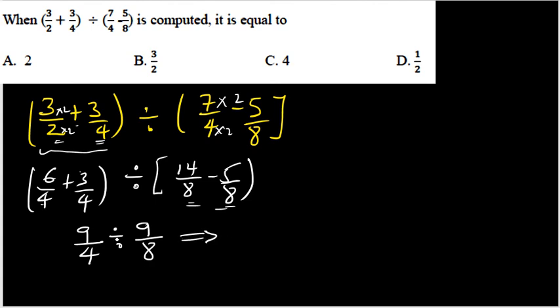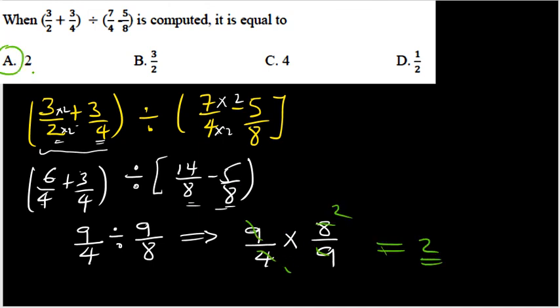This implies, since it's division, what to do? The first fraction take as it is, and the division will be changed into times, and 9 over 8 will be flipped, or take the reciprocal, which will be 8 over 9. Then cancel 9 by 9, and by 4, 2, 1, this by 4, 2. So the answer will be just 2, that is A.